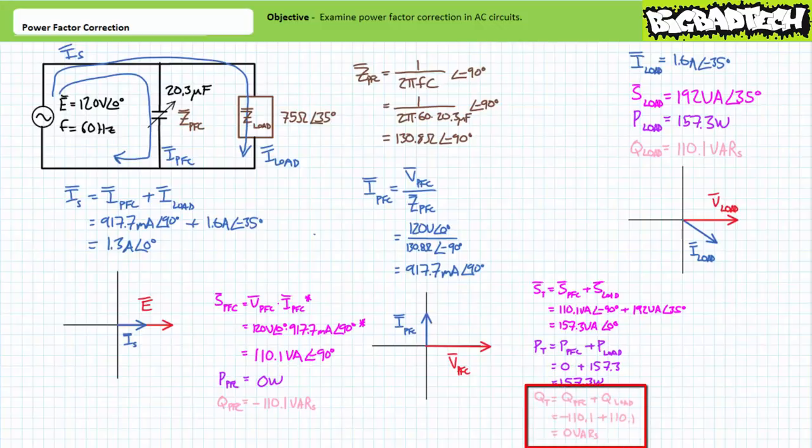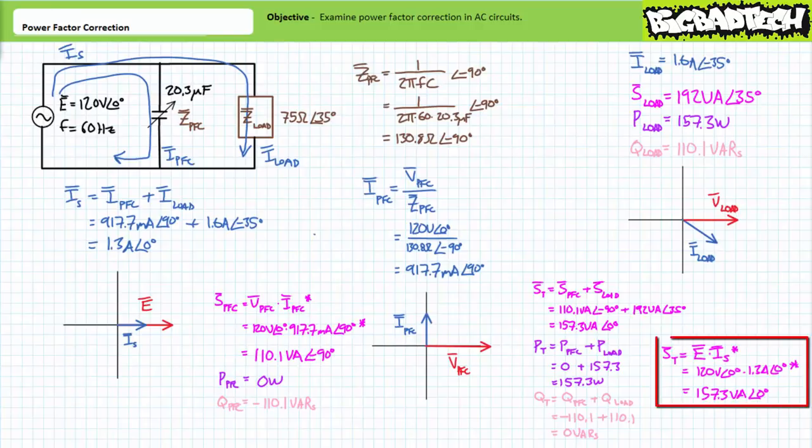Finally, one could solve for total reactive power, where total reactive power is the summation of reactive power delivered to the power factor correcting capacitor plus reactive power delivered to the electrical load. Substituting in our given values yields a total reactive power figure of 0 vars. As we anticipated, the equal and opposite reactive natures of the power factor correcting capacitor and the inductive portion of the load effectively cancel each other out.